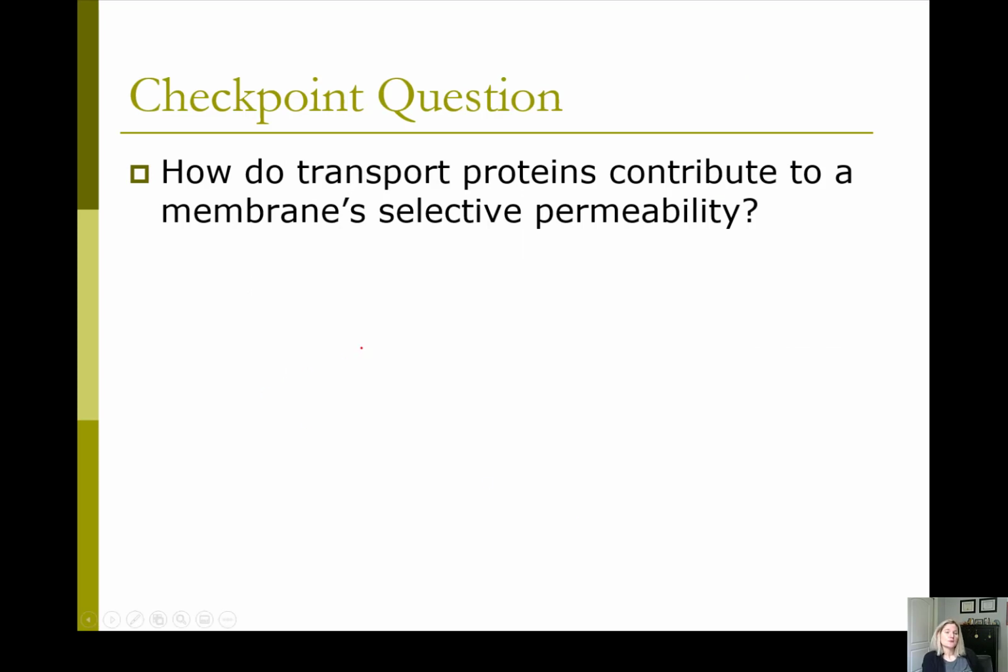So how do transport proteins contribute to the membrane's selective permeability? So remember, transport proteins allow things that cannot pass through the plasma membrane normally to move across. It can help promote their movement. So we can have polar molecules, larger molecules, things like that, and certain ions pass through. So it's still selectively permeable, only certain things can pass through.